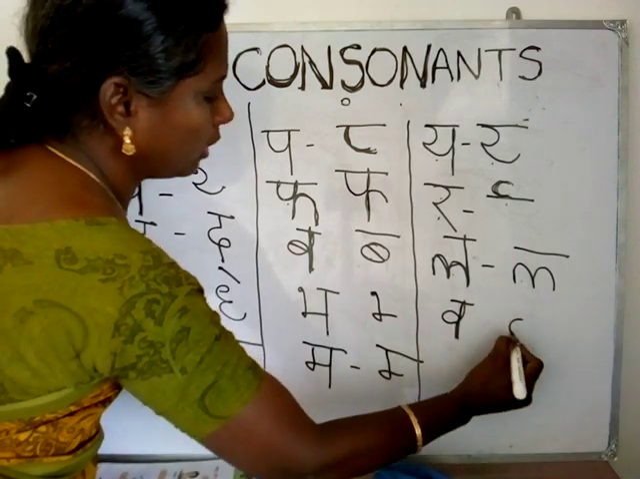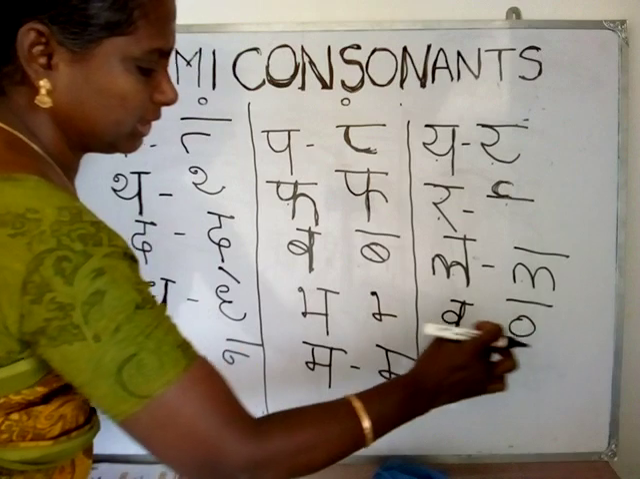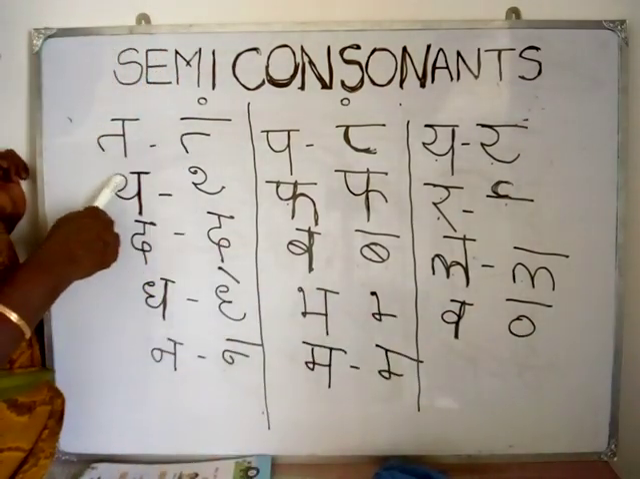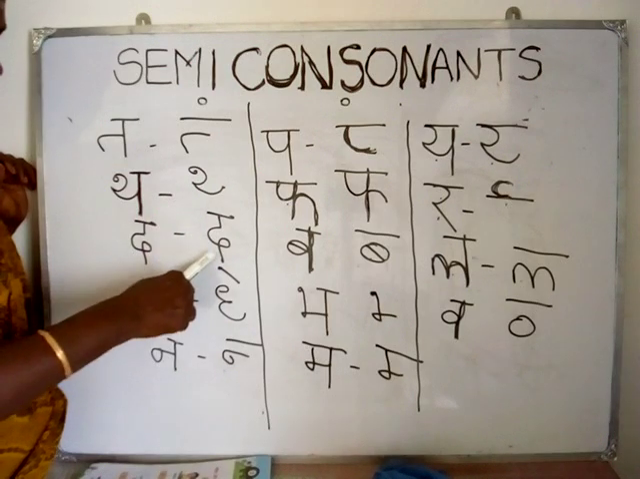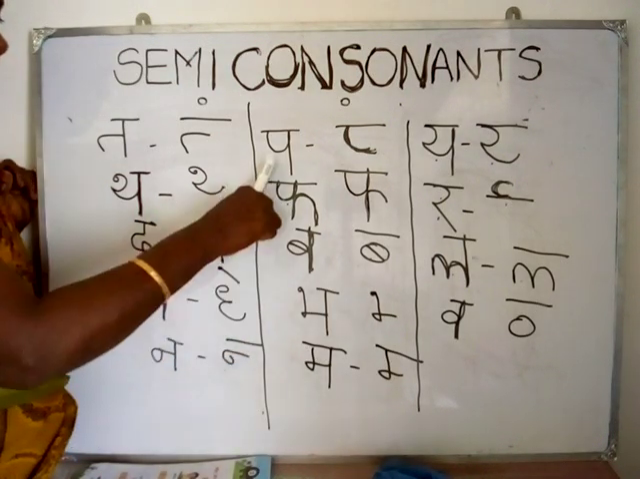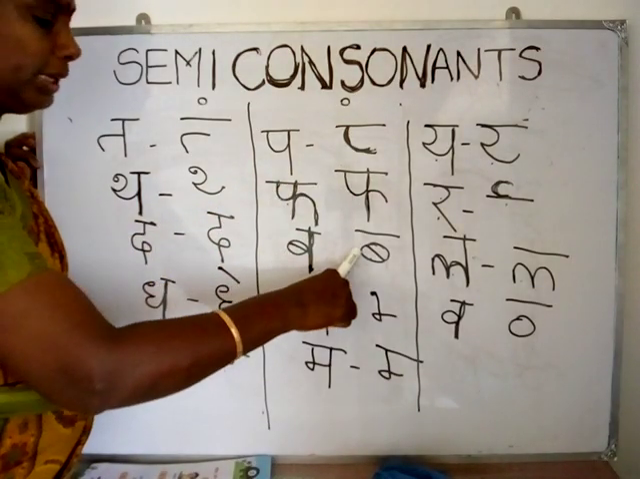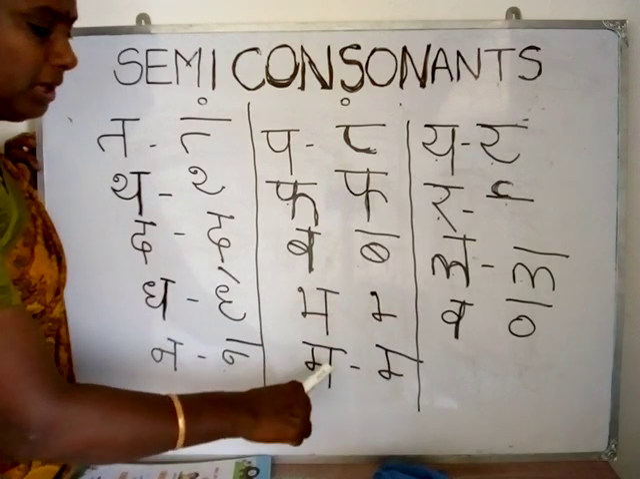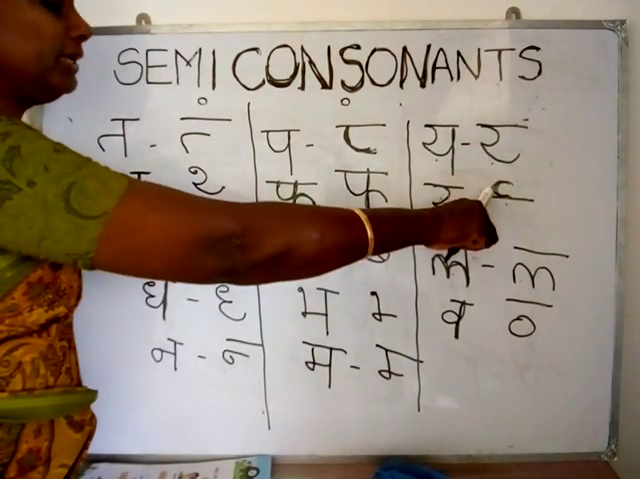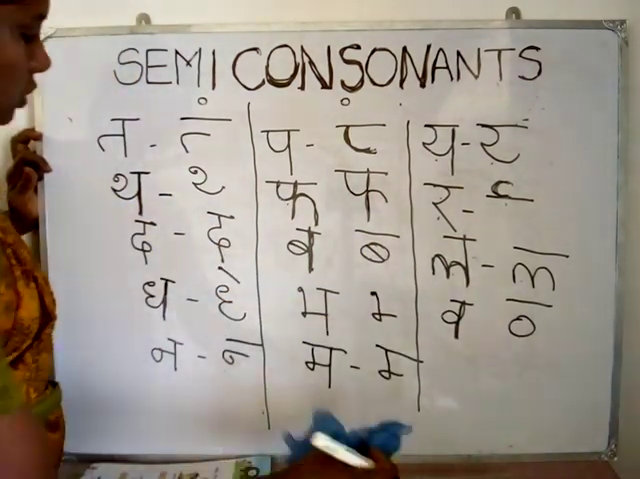Va, you have to remove this line. Va, yiv. Again: ta, yit. Da, yid. Na, in. Pa, ip. Ba, yib. Ma, yim. Ya, yi. Ra, yir. La, il. Va, yiv. Last only one line.